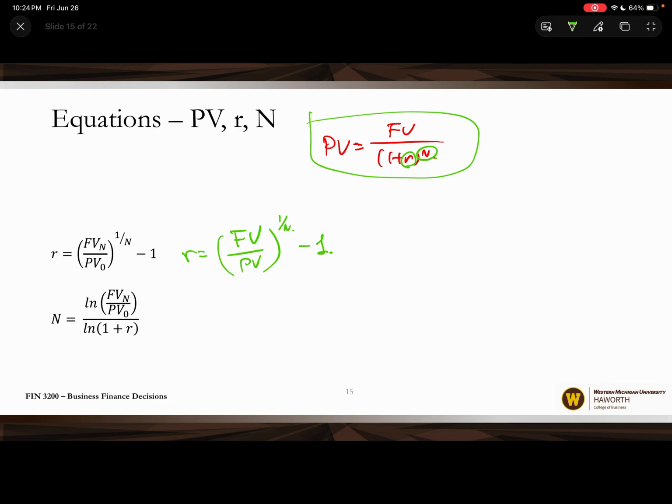Here, again, these n's and zeros are time indicators. So you don't actually put anything into your calculator. Just keep track of what time period you're dealing with. It could be future value in year 10, future value in year 5. It depends on the problem. But you don't do anything with this in your calculator.